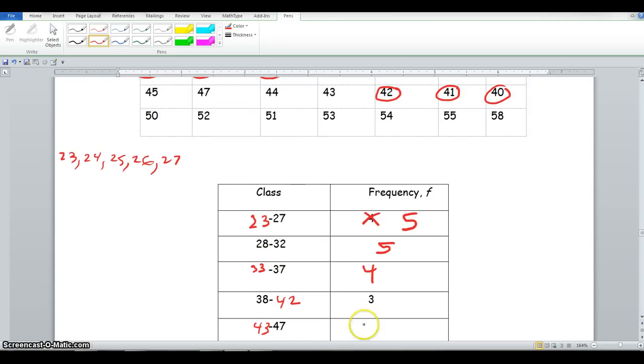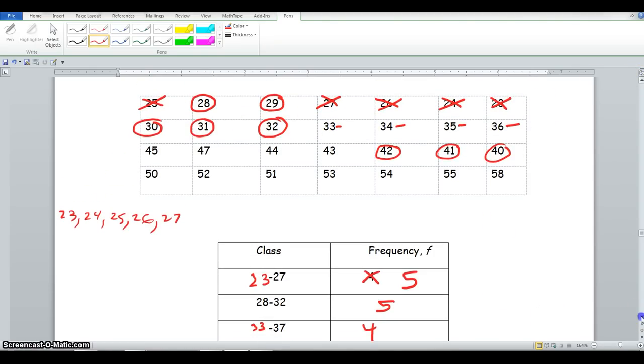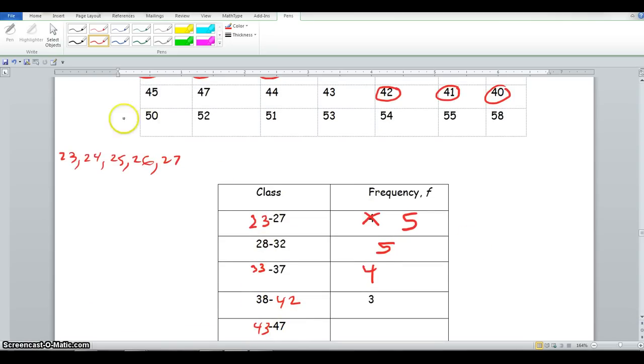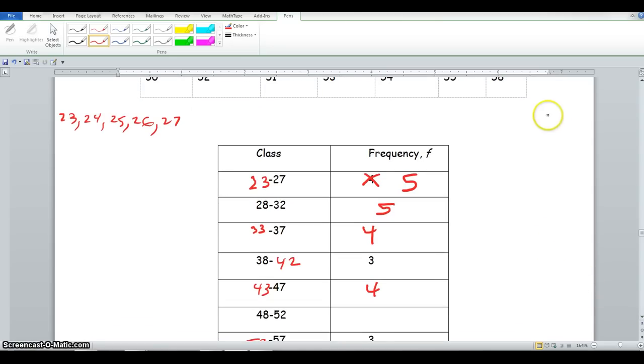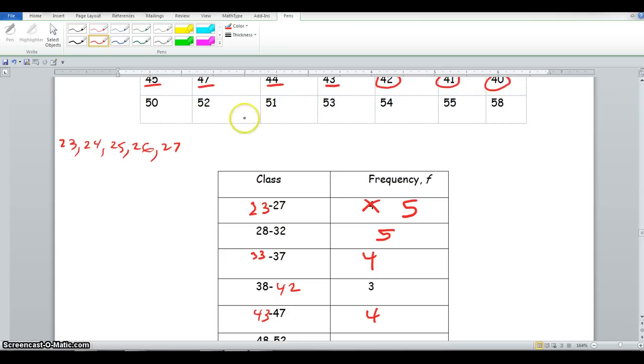Now our next group of numbers is 43 through 47. If you notice here, all of the numbers up here have been used, so we don't need to look at those anymore. Now we have 43 to 47, which is 45, 47, 44, and 43. So it's 4 of them. Now our next group is 48 through 52. So 48 to 52 will cover these numbers here, which is 3.